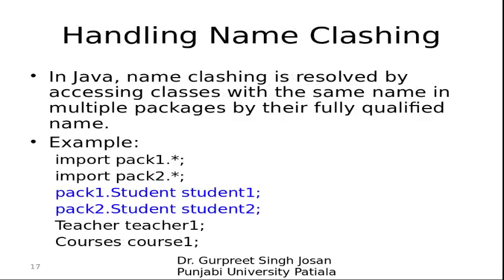To resolve the name clashing, we have to use a fully qualified name. So I have to write import pack1.*, import pack2.*, and then pack1.student student1, pack2.student student2. Now student1 is an object of the student class which belongs to pack1, student2 is an object of the student class which belongs to pack2. Similarly, I can create other objects from the classes which belong to either pack1 or pack2.